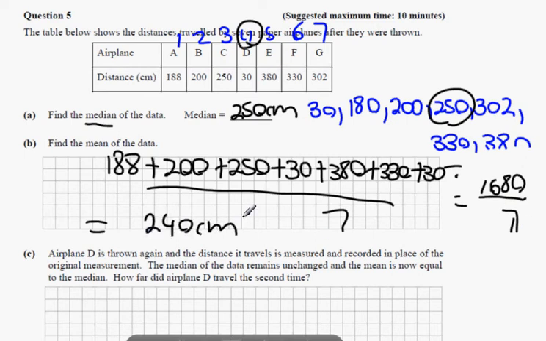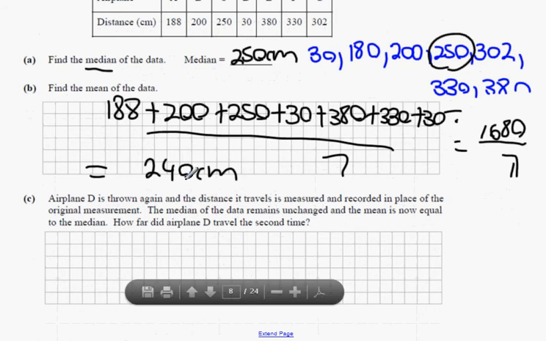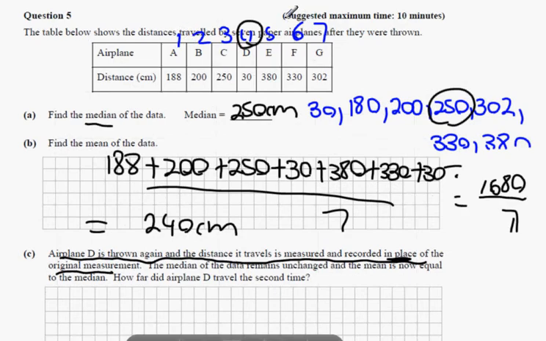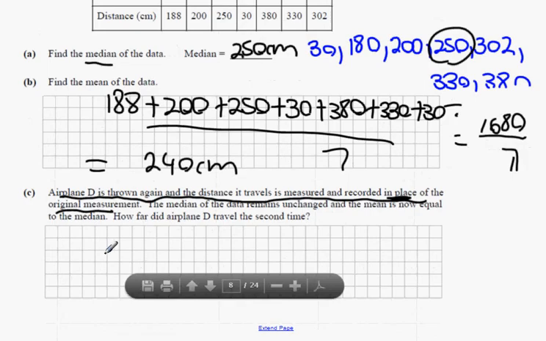240 centimetres. Airplane D is shown again, and the distance it travelled is measured and recorded in place of the original measurement. What does that mean, guys? How many measurements do we still have in total? Do we still have 7? We do, because it's replaced, not added on. So, we still have 7 measurements, okay?